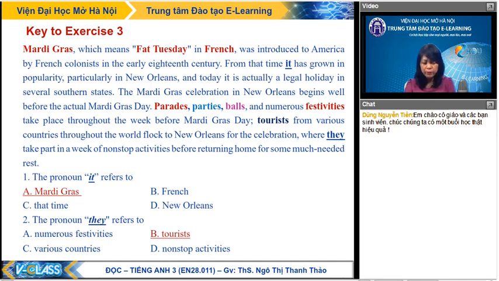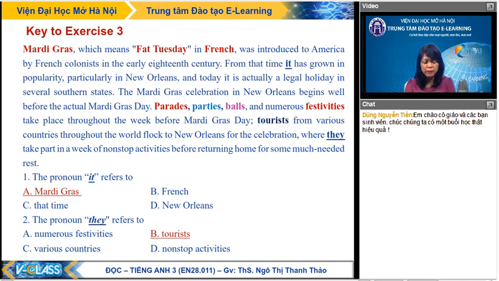Okay. So you see that from that time, it has grown in popularity here. So it here actually refers to Fat Tuesday or Mardi Gras. Fat Tuesday is not mentioned here. So that's the reason why you have to choose A as the correct answer. Come on with number 2.